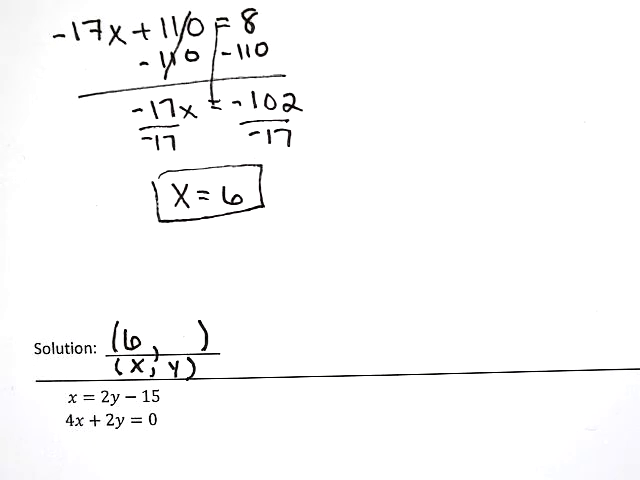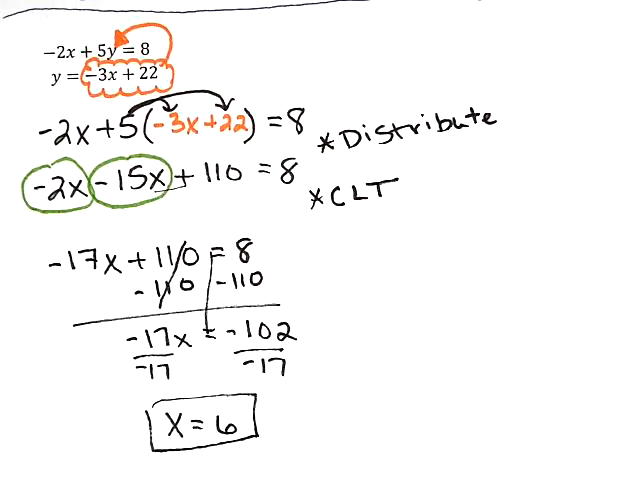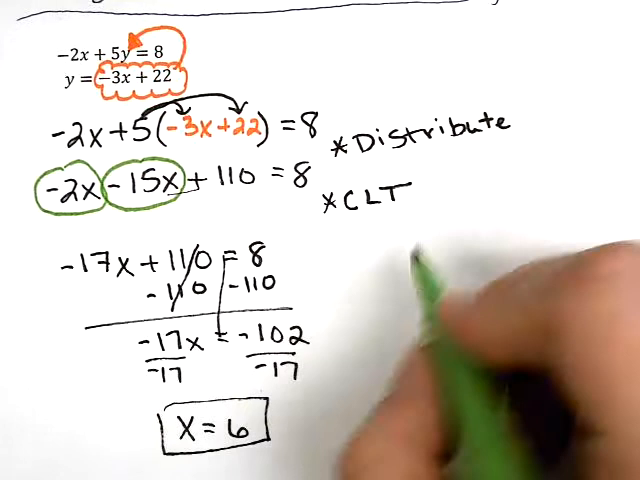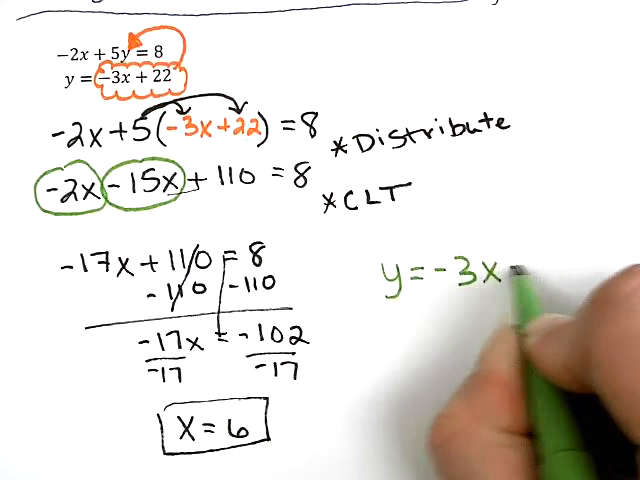But now the problem is I need to find y, right? So let's go back up to our top here and see if we can figure out how we're supposed to find y. Well, don't we have an equation that has the y already isolated? Y equals negative 3x plus 22. That's where we got our blob from, right? That means I can take my x value that I found and plug it into my blob. All right, so I'm going to do this in a different color so we can see what's going on here. But y equals negative 3x plus 22.